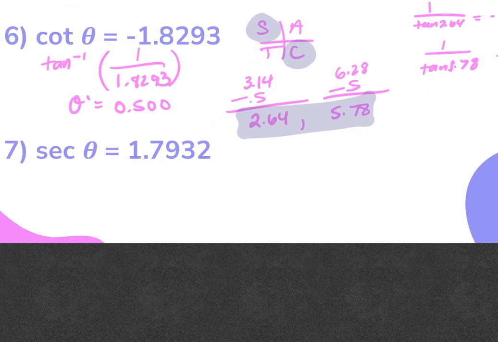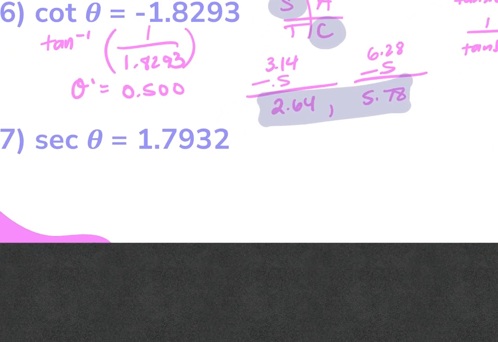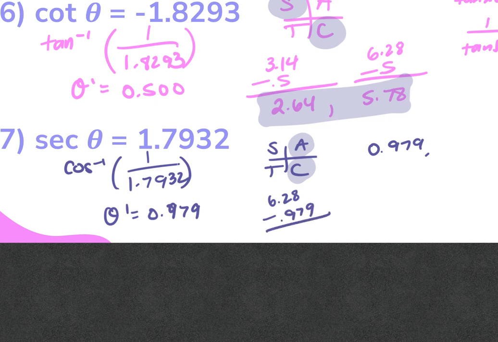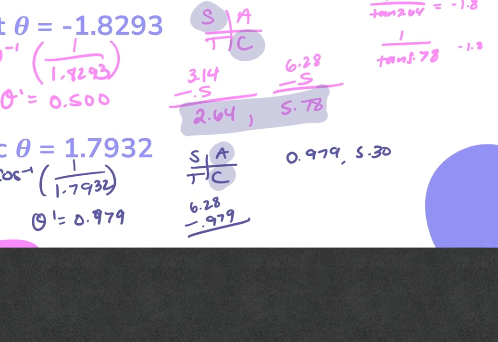All right, and then 7, what do I put in the calculator? Good. Cosine negative 1 of 1 over 1.7932. And theta prime, 0.979. I want where cosine is positive, which is where? First and fourth. So I keep 0.979 because that's the first. Fourth, I do 6.28 minus that. 5.301.